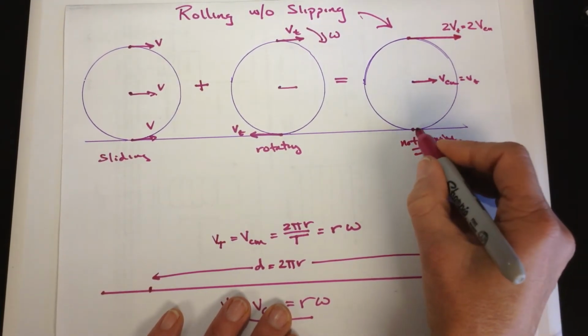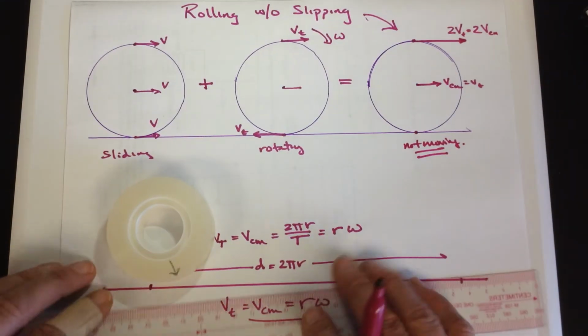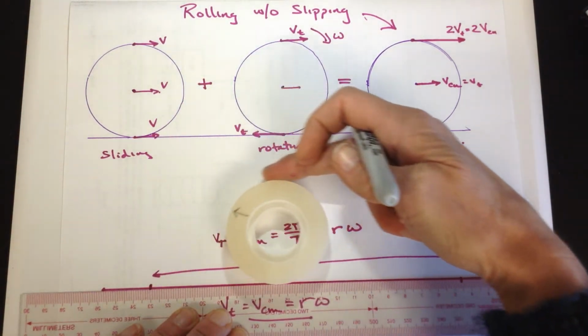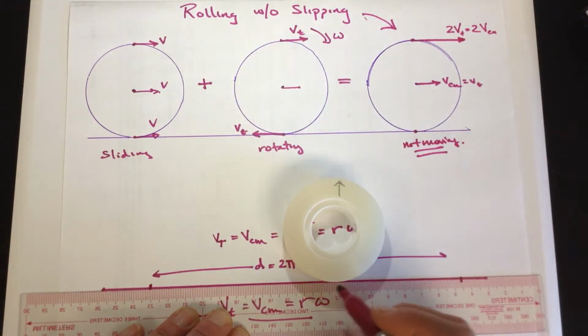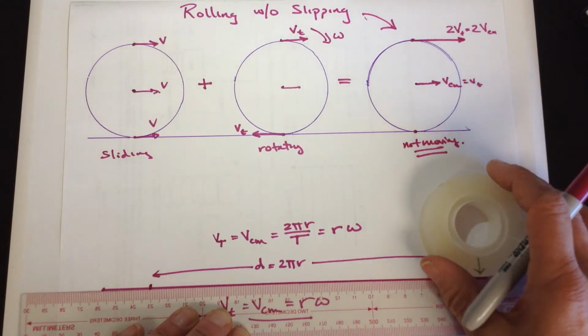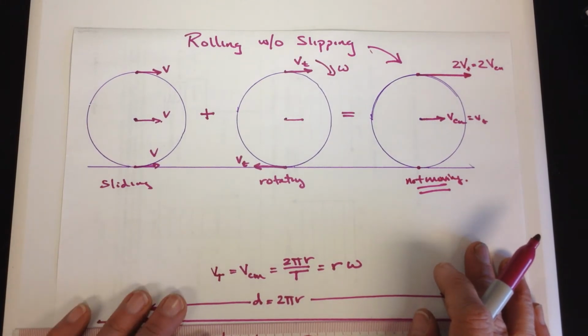This may be hard to visualize or to convince yourself that that's true, but if we look at, and I'll put my ruler in here so I can do this, as this object rotates at a constant speed, momentarily when it hits the bottom of the rotation, it's actually not moving at all. So this is the foundational piece of what rolling without slipping looks like.